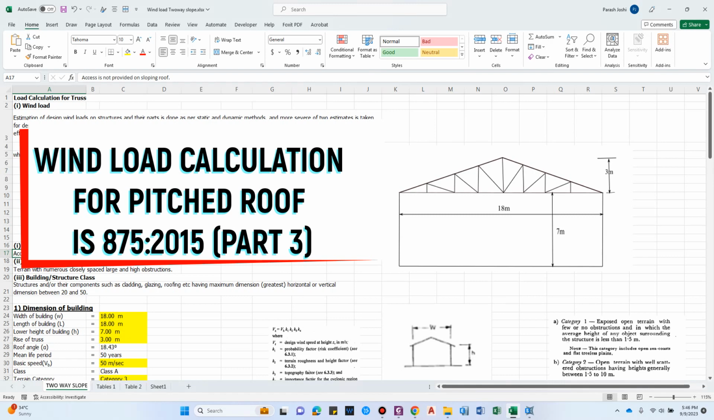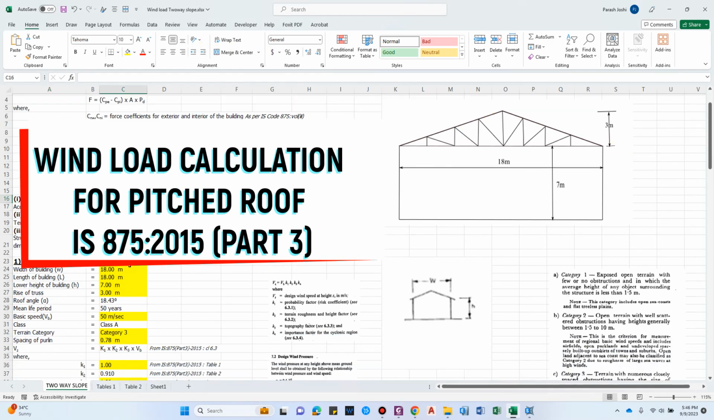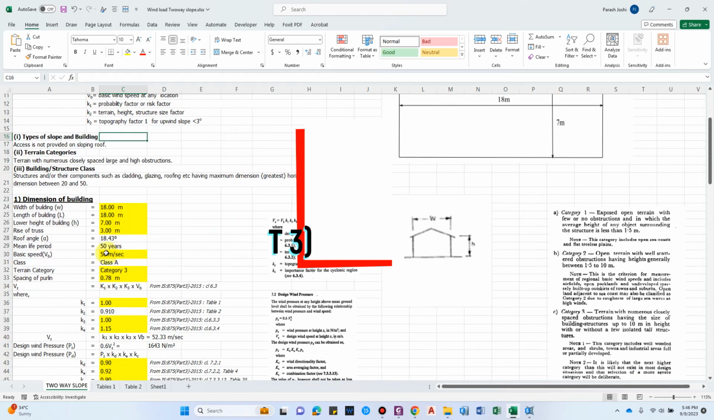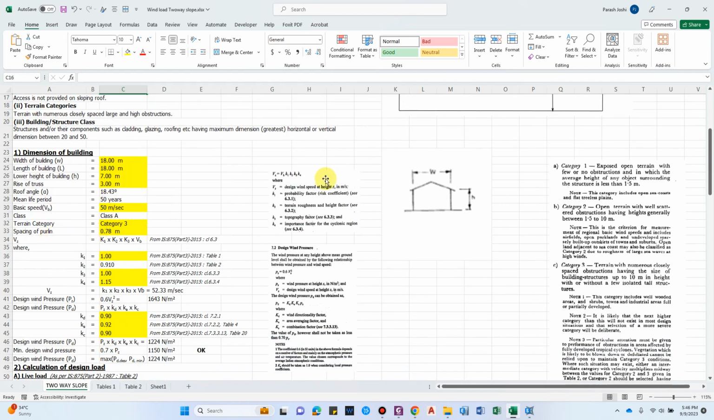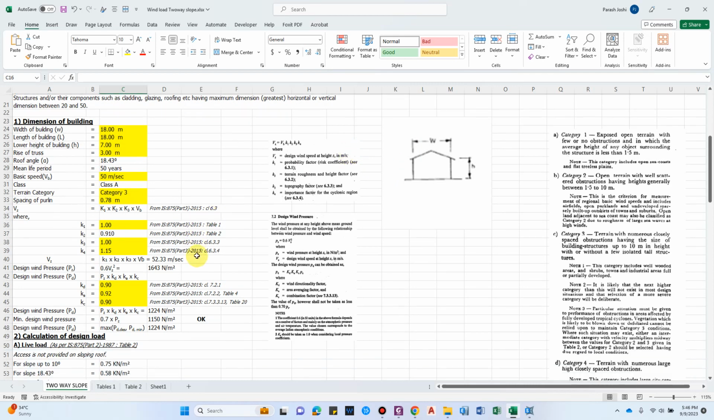In this video I'll show you how to compute wind load for a pitched roof. We'll be using this Excel sheet, which is based on IS 875-2015, and we'll compute the wind load as a pressure, that is, an area load. We have two options: either we can go for the area load, or we can divide those loads and apply them on the purlins. We'll see that later on.